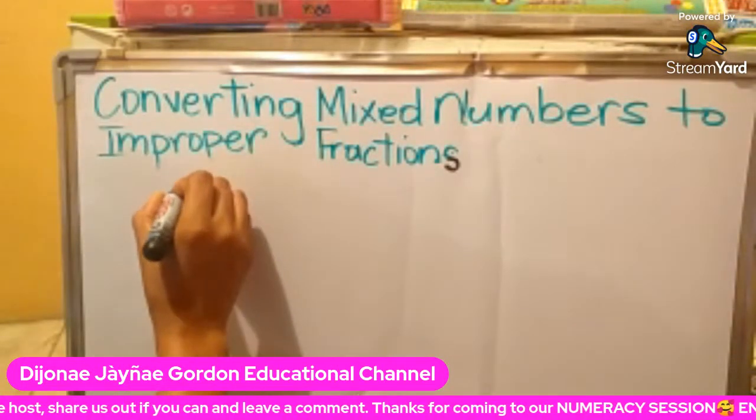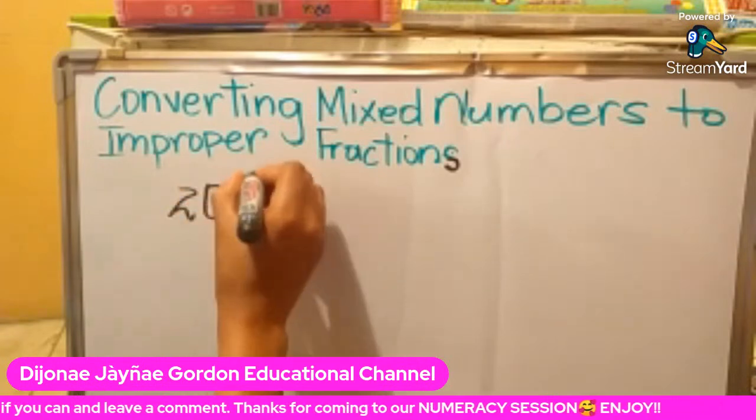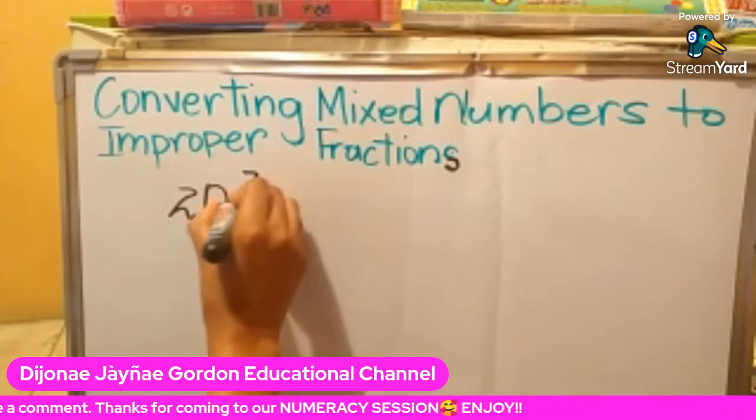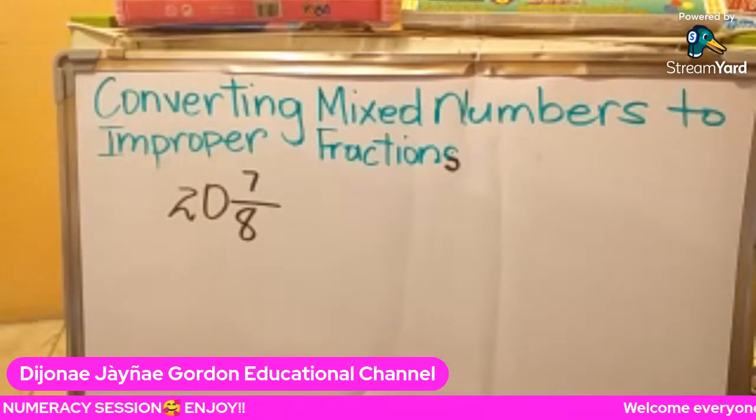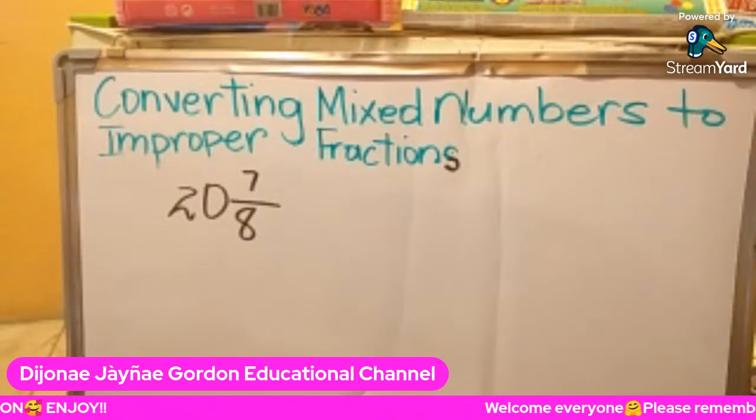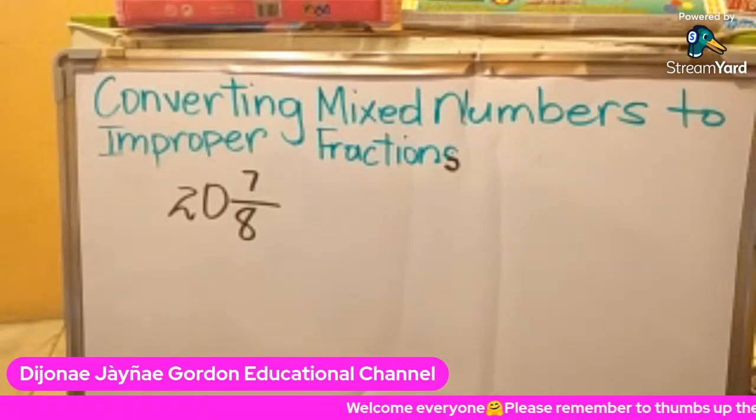So we have, this one is a simple one. So we have 20 and 7 over 8, a very easy one. Who gets that one?